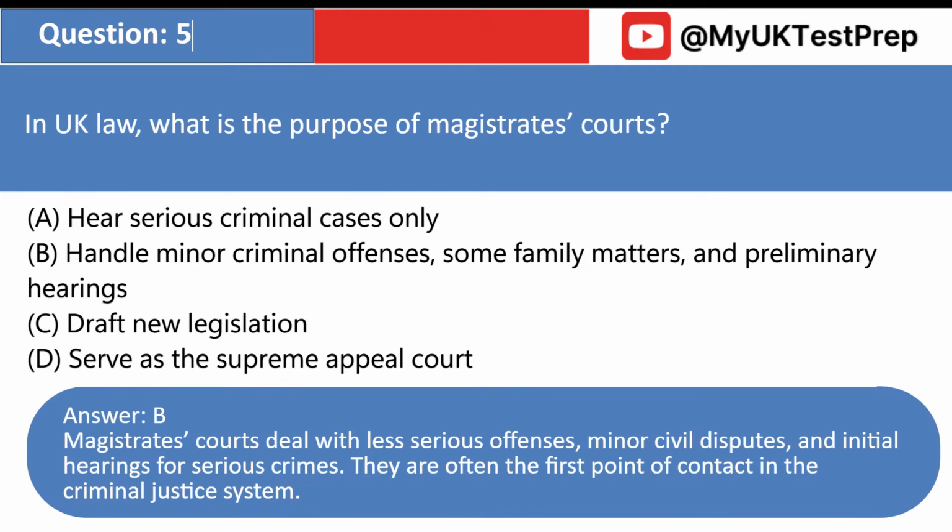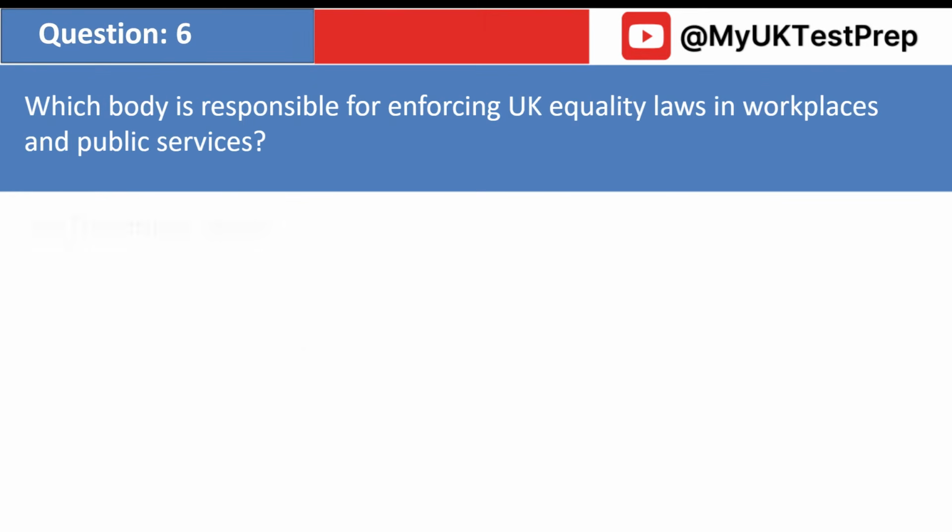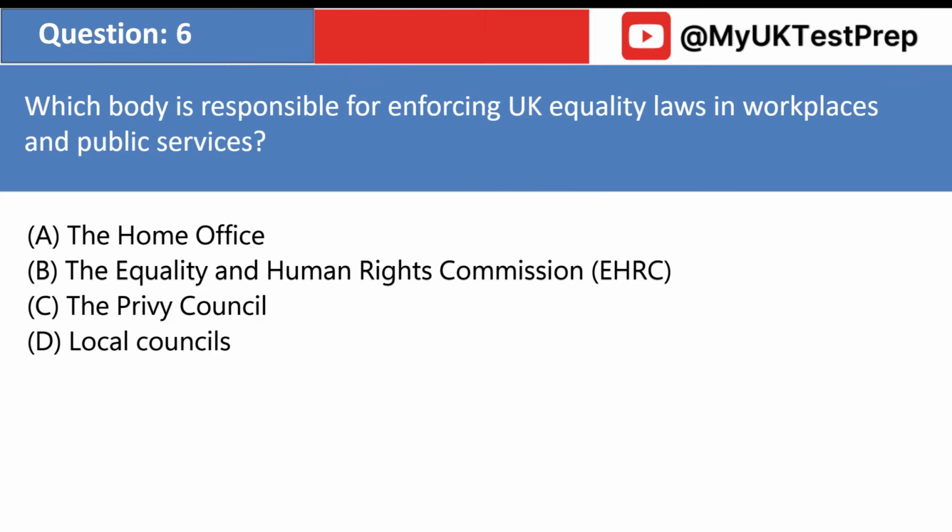Answer: B. Magistrates' courts deal with less serious offences, minor civil disputes, and initial hearings for serious crimes. They are often the first point of contact in the criminal justice system. Which body is responsible for enforcing UK equality laws in workplaces and public services? A. The Home Office. B. The Equality and Human Rights Commission, EHRC. C. The Privy Council. D. Local councils.